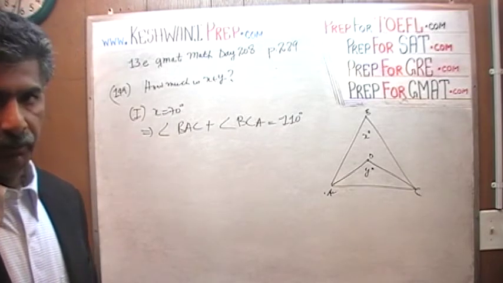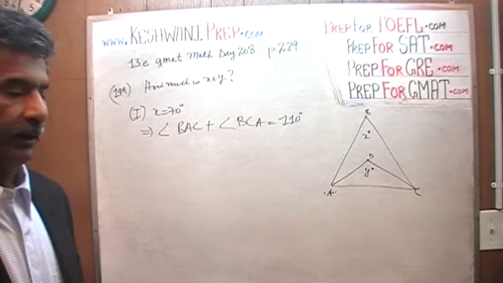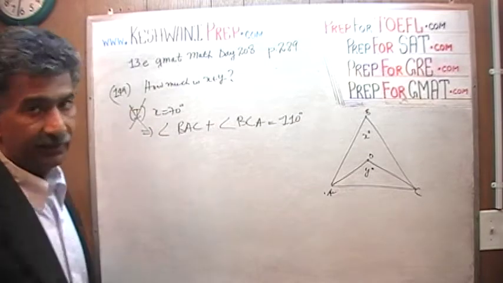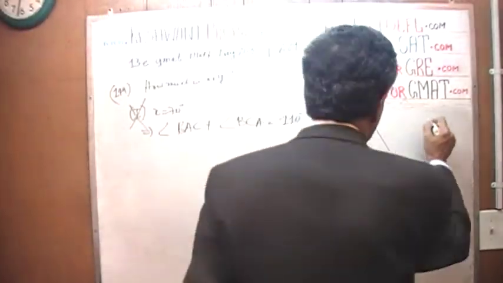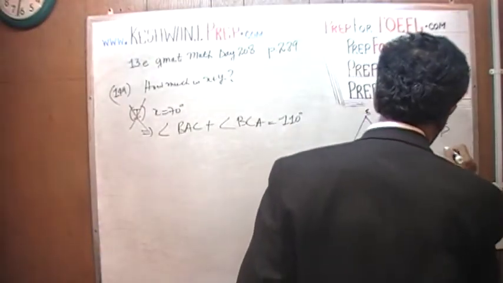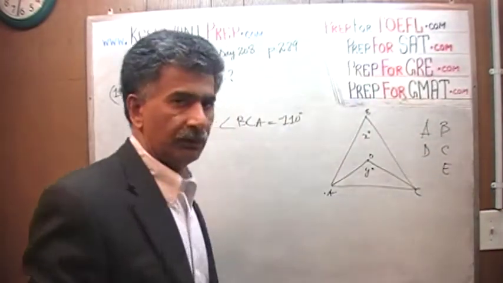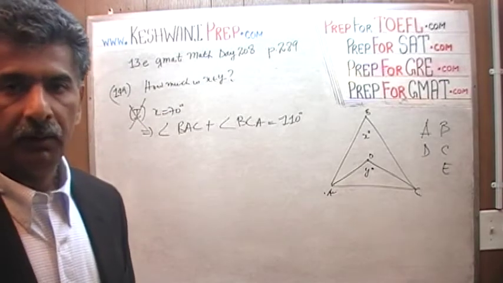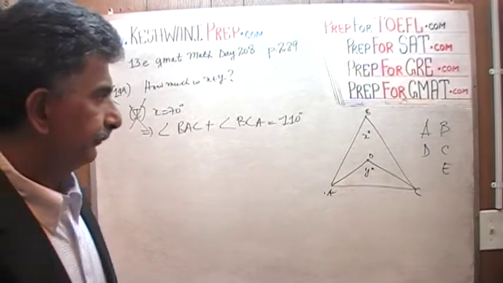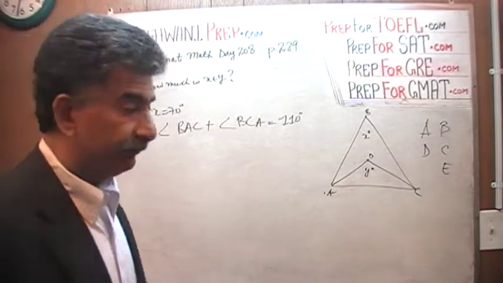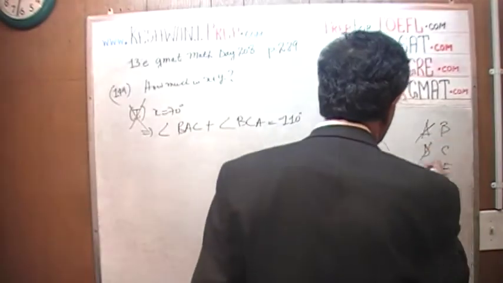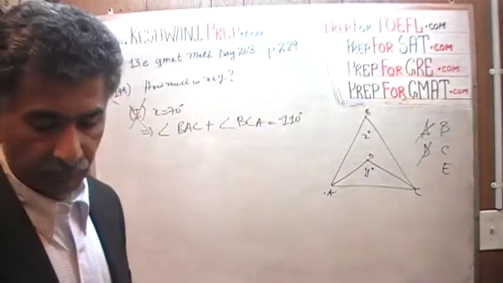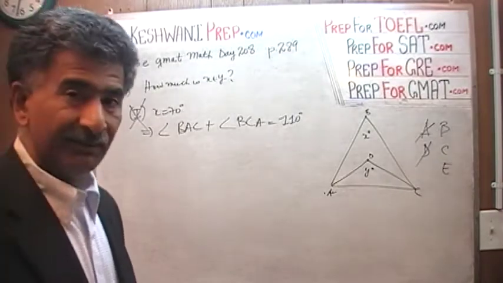There is no information at all that we can get out of it about y, and therefore it is not enough by itself. In order for us to tell what is x plus y, we need to know something about y, and we cannot get anything out of it about y. Because the first statement by itself is not enough, the answer cannot be A or D. It would have to be either B, C, or E. Perhaps they will tell us something in the second statement.